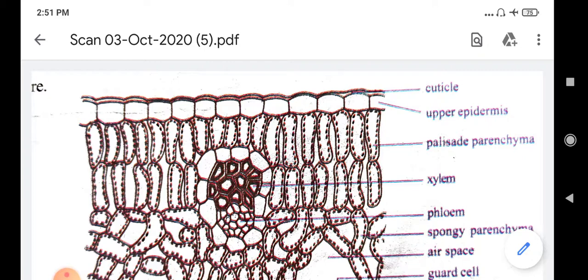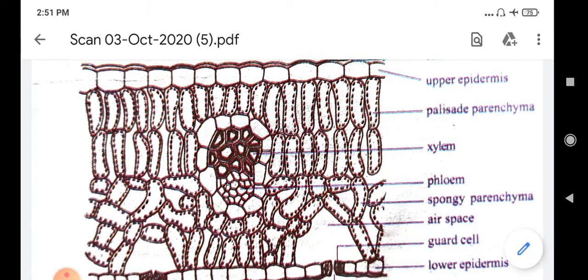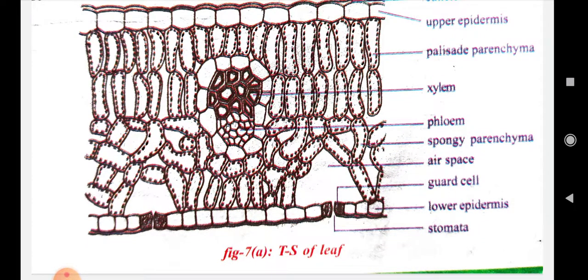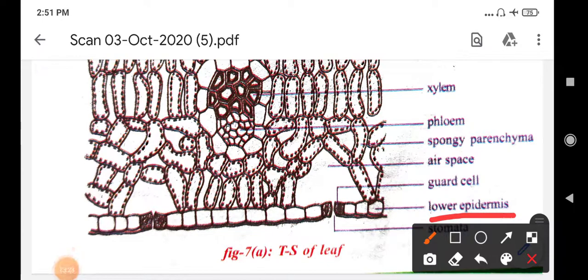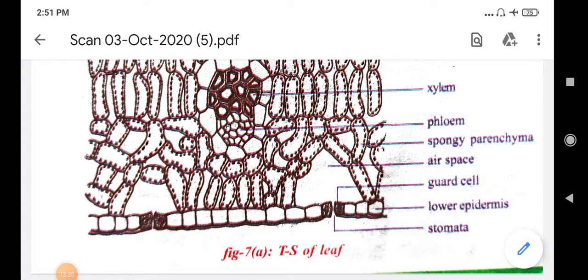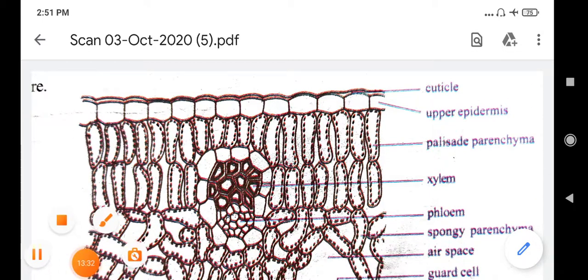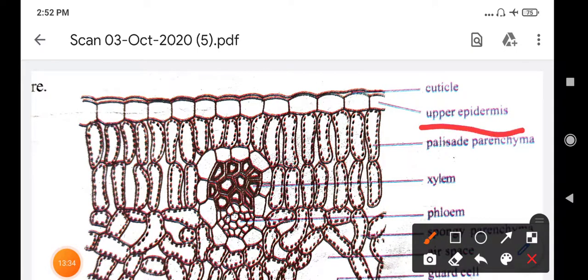First of all, if you want to know clearly about the transverse section of the leaf, if you observe the diagram carefully, two epidermises are present. One is the upper epidermis, and down below you can also see one epidermis, that is the lower epidermis. And if you observe here, you can see the upper epidermis.